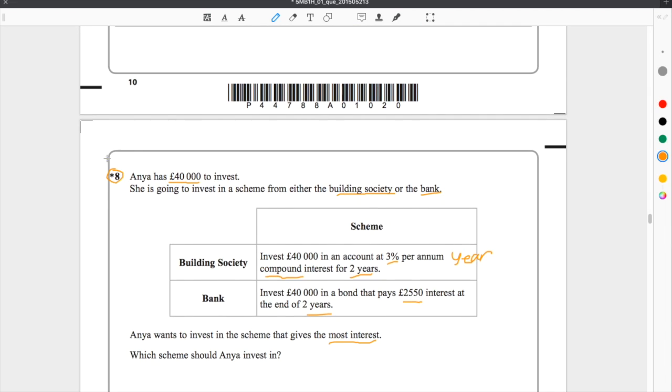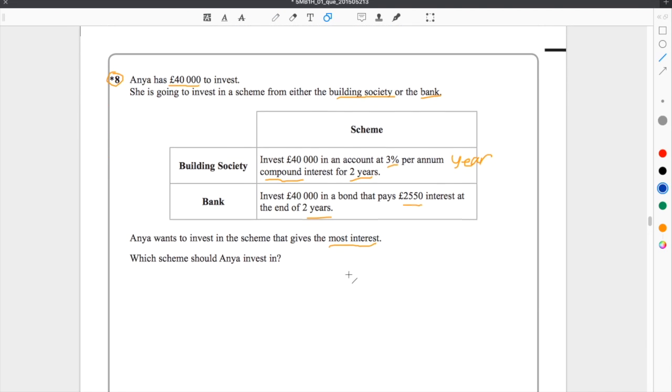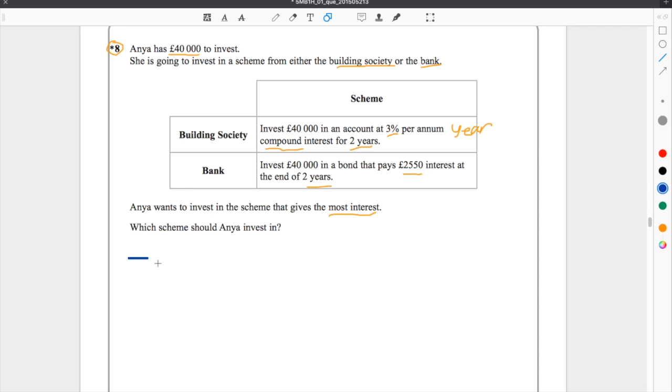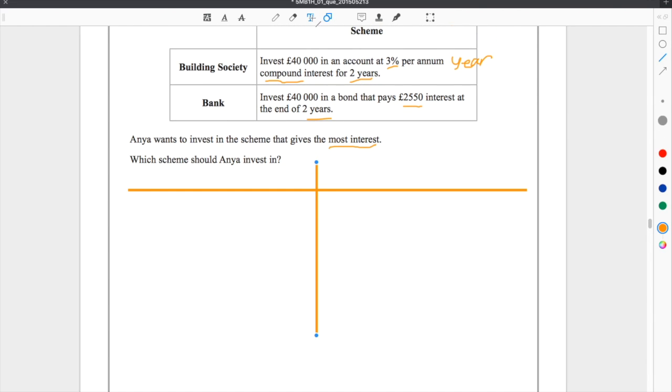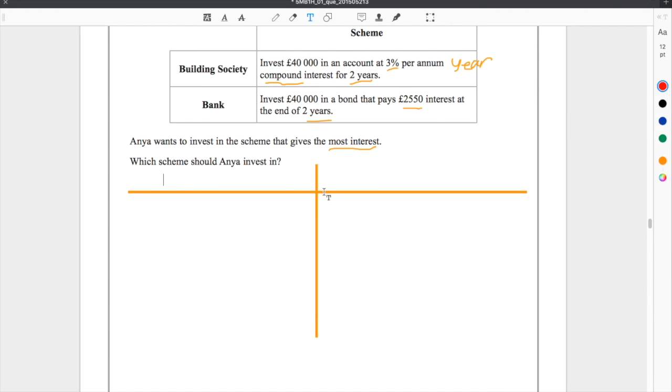So with this being a written communication question, it's always worth structuring this in a way that is clear to the examiner what you're trying to do. So what I'd suggest is this kind of format. We have a building society and we have a bank, so a table like this would do.